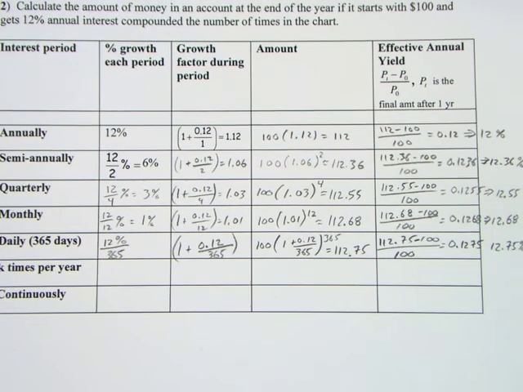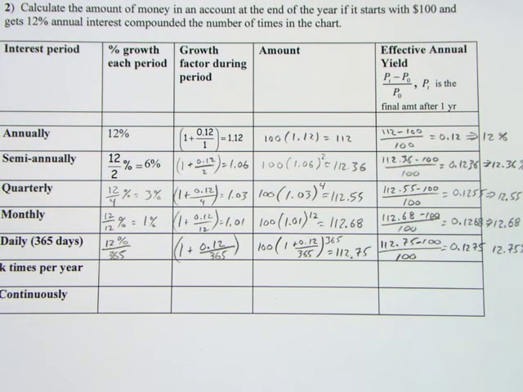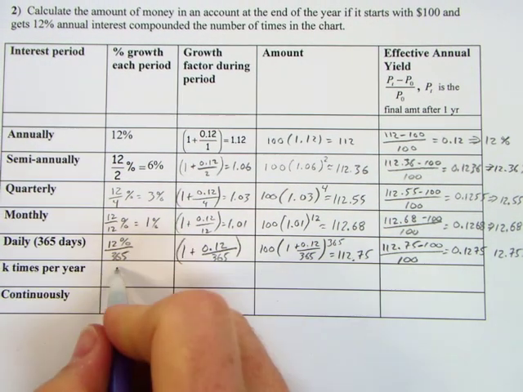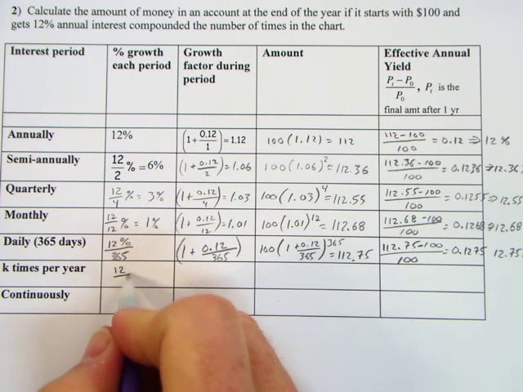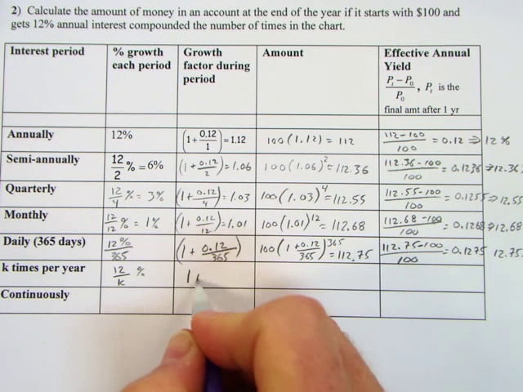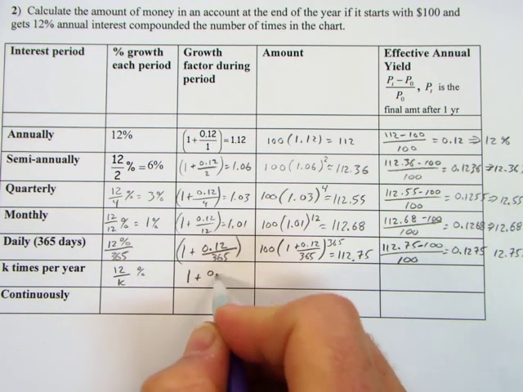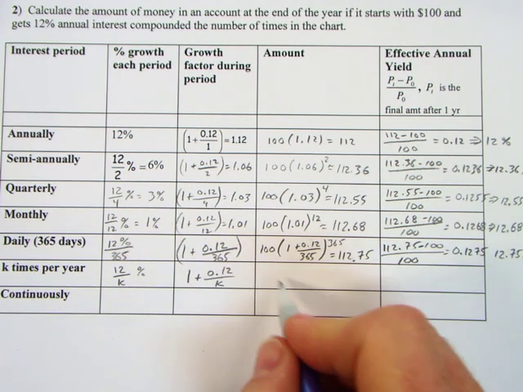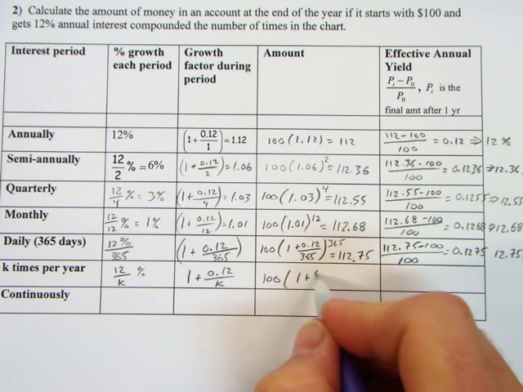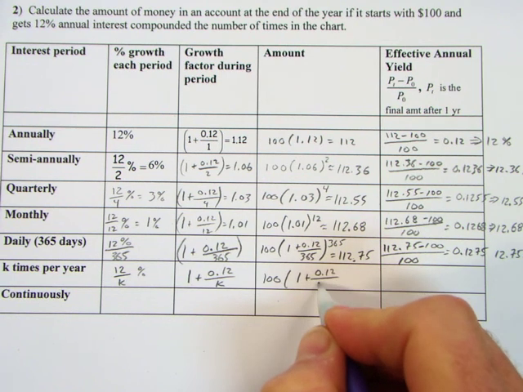Now what I want you to do, especially if you haven't done so far, stop it and try to do k times a year. What's that going to be? All right, this is going to be 12 divided by k is our percentage. So our multiplication factor, our growth factor, would be 1 plus whatever k times per year is. Now what's going to change on this one? What's our exponent going to be? We're going to raise it to the power of k.